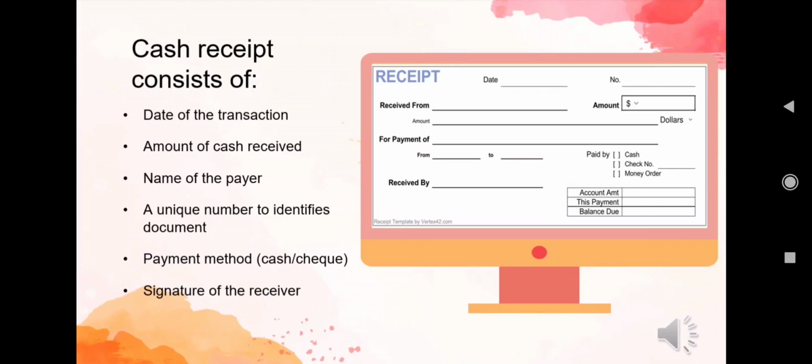Next, the important information that should be in a cash receipt is date of transaction, amount of cash received, name of the payer, and a unit number to identify the document. This unit number is set by the seller or by the company. Next, payment method, whether cash or check, and lastly, signature of the receiver.